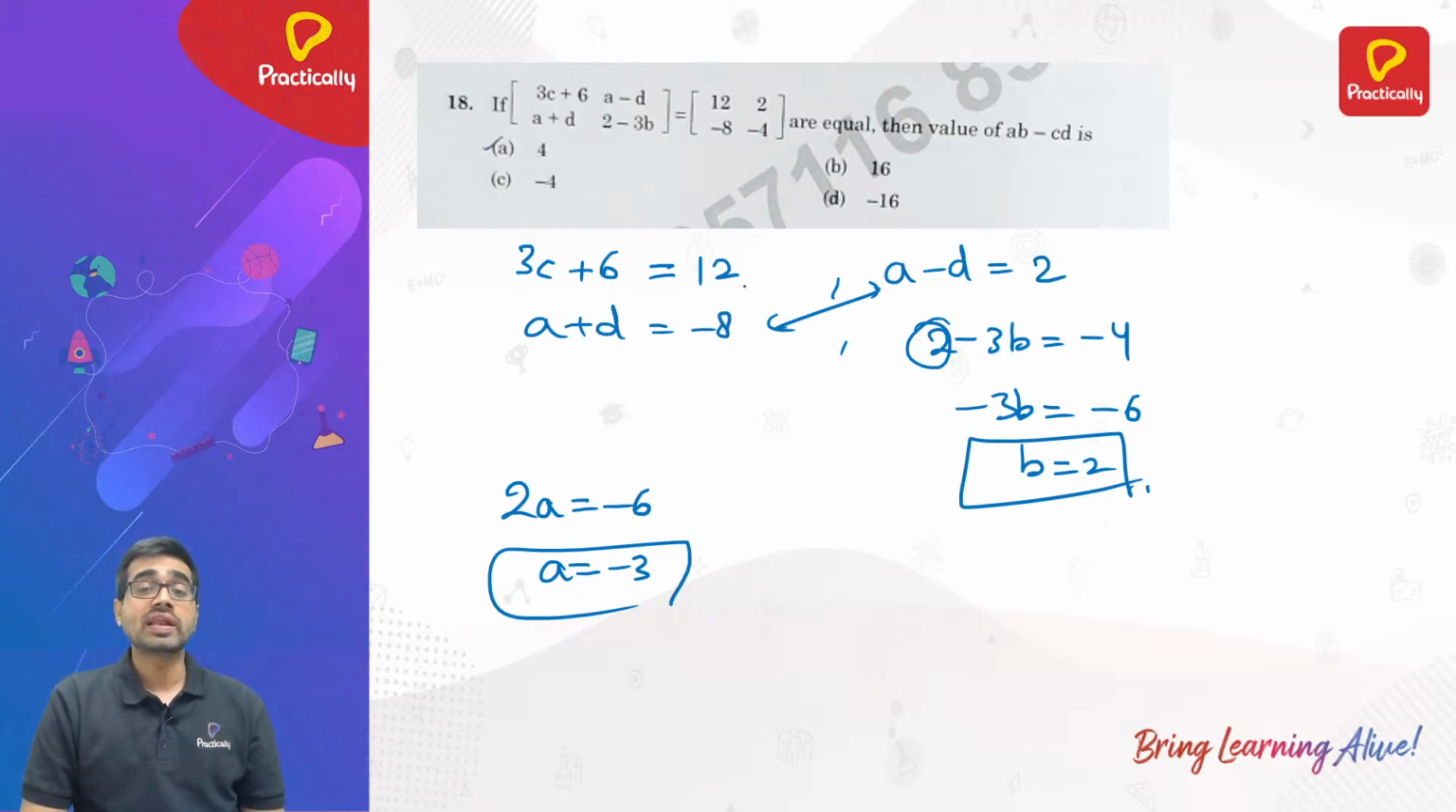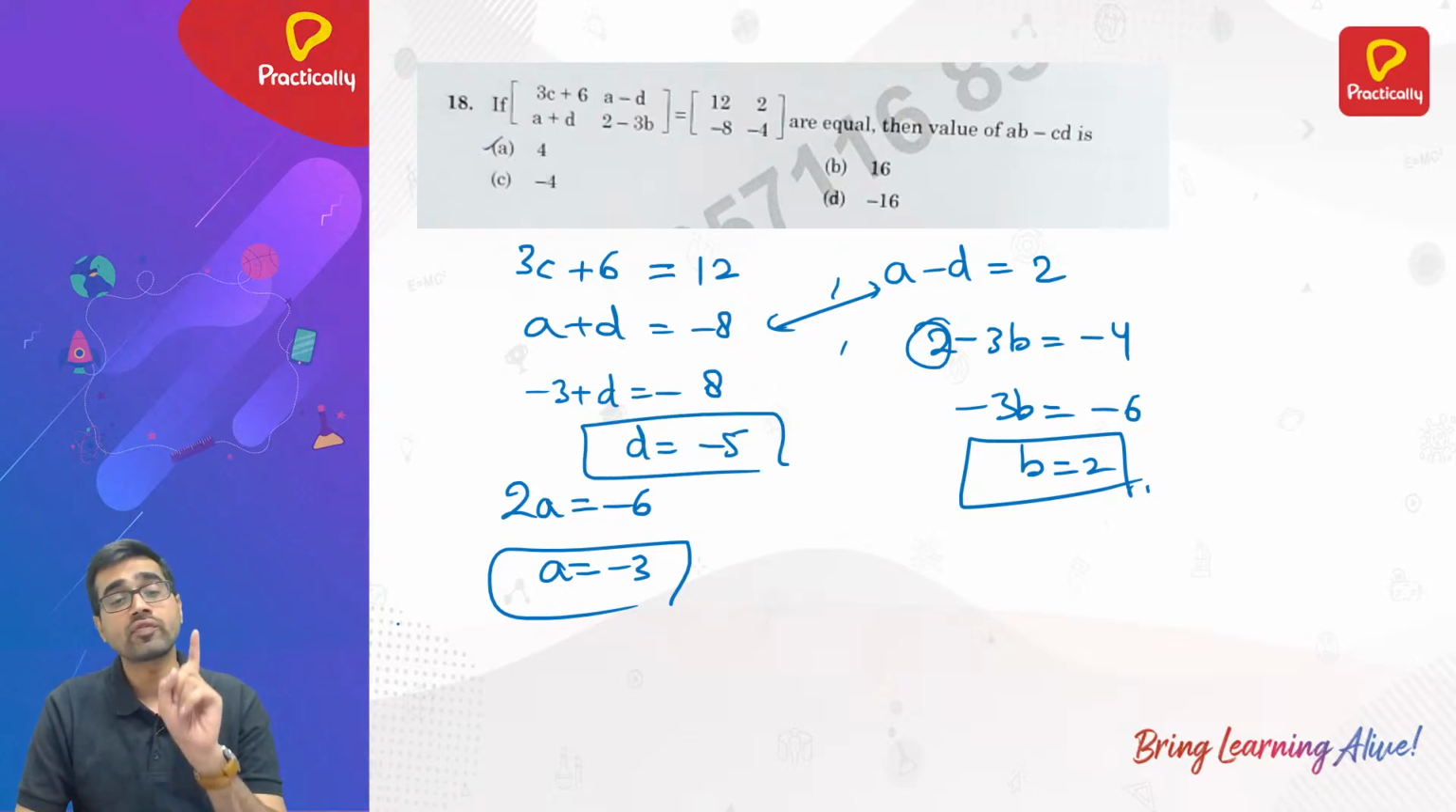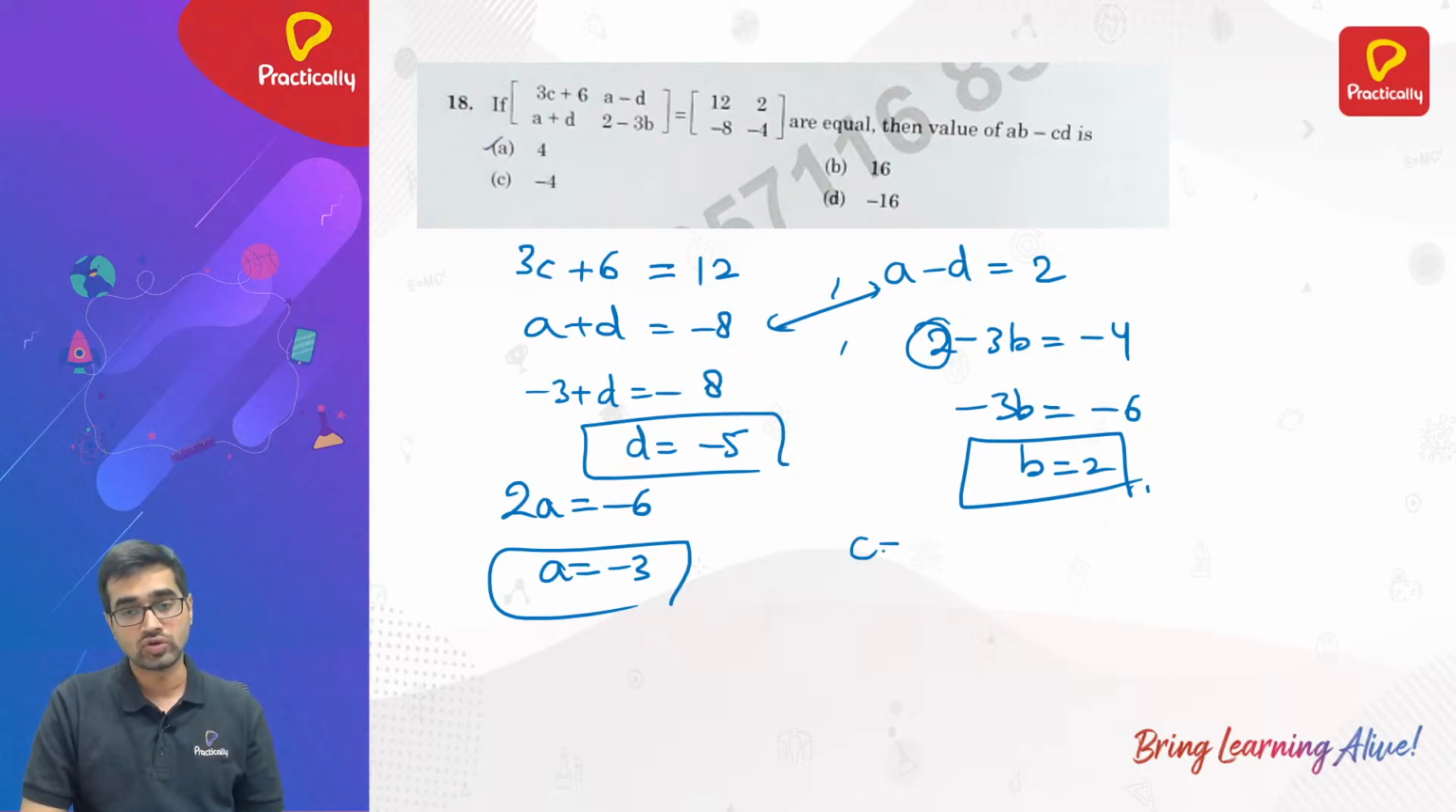Now you can solve c directly from here, or you can find d before. So a plus d is minus 8. So minus 3 plus d is minus 8. So d is equal to minus 5. Now I have to find the value of c, which is nothing but 3c is equal to 6. So c is equal to 2.